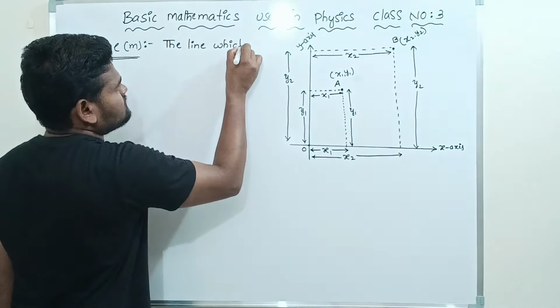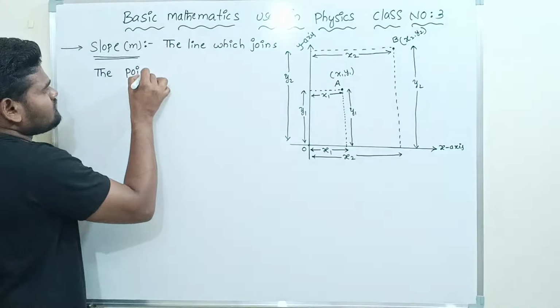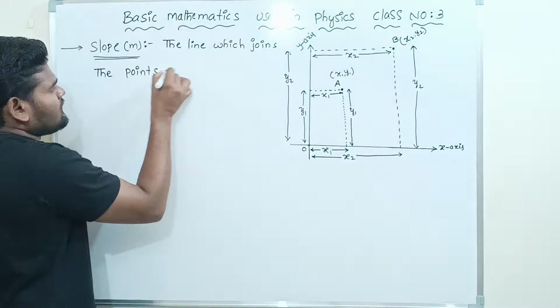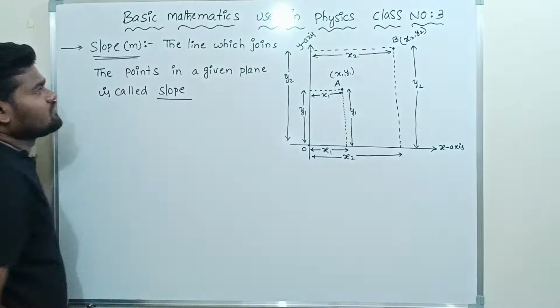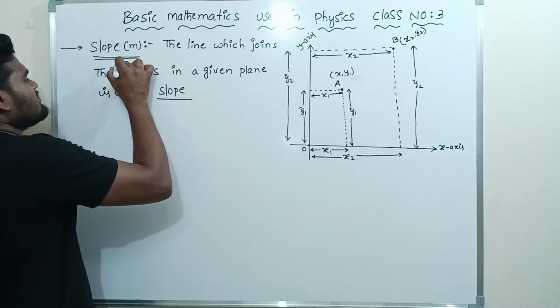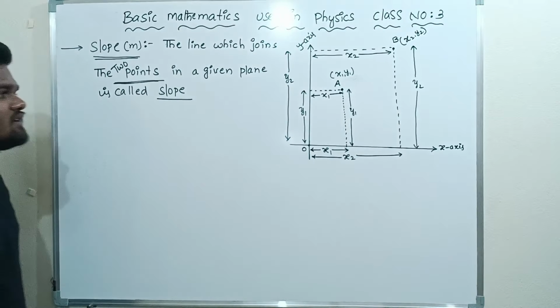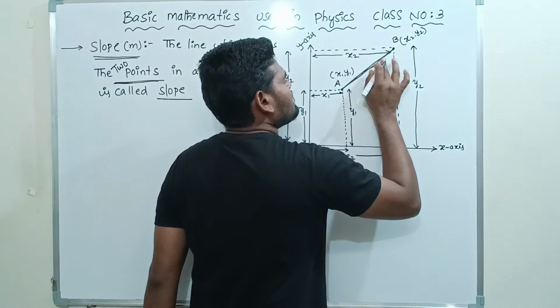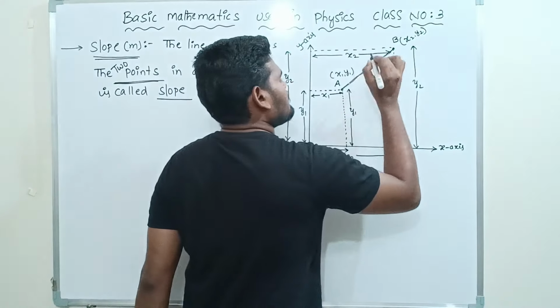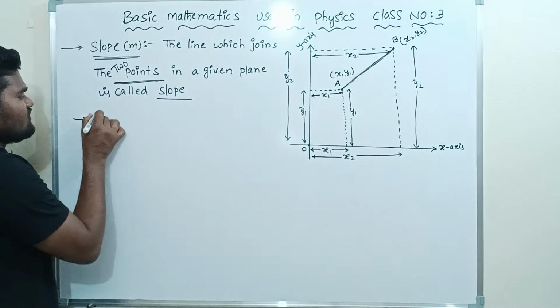Is it clear? Right. Now the line which joins the two points in a given plane is called a slope. So I'm drawing the line which joins the two points A and B. Now that line is called what? Slope. This line represents what? Slope. Where? From the figure.